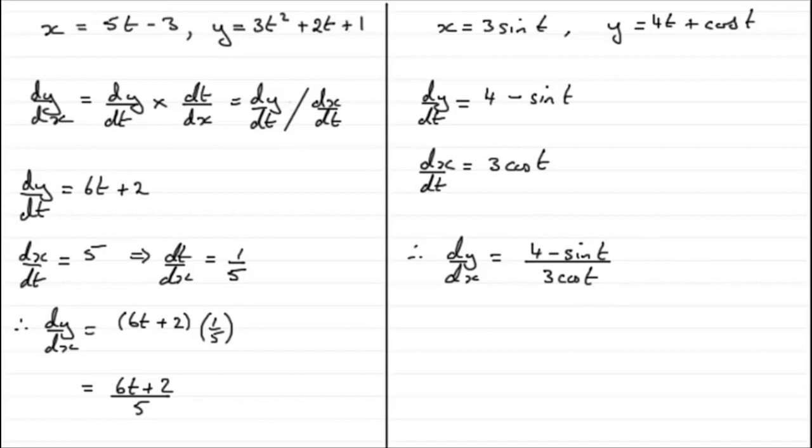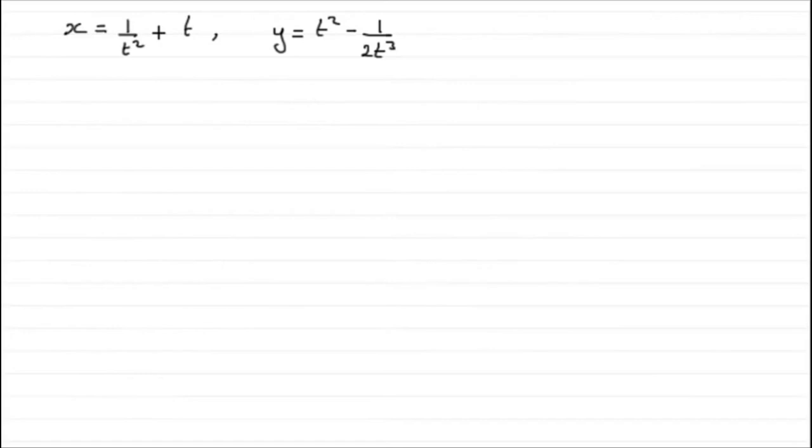Okay, well, I've got another one for you to try. Here it is: x equals 1 over t squared plus t, and y equals t squared minus 1 over 2t cubed. Try to find dy/dx and simplify your answer as much as possible. Right, well, let's see how you got on.